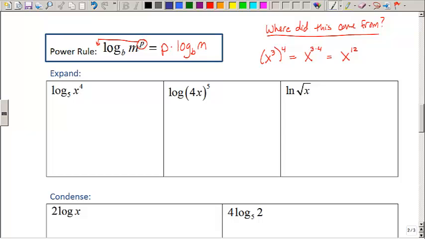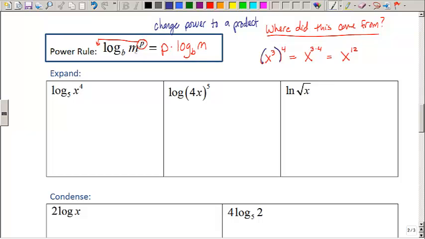A little harder to see here, but first I was given a power to a power. X cubed all raised to the 4th. So there's a base and an exponent here. And what we did is we changed this power to become a product. So because I changed the x cubed raised to the 4th to x to the 3 times 4, I changed the power to a product.